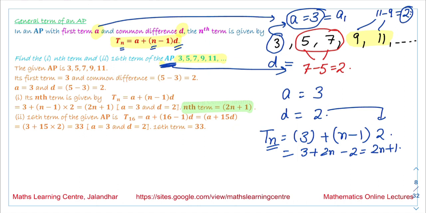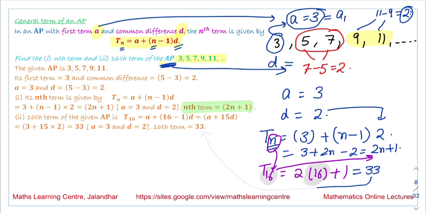Now when we have to calculate the value of the 16th term, in place of n we write 16. So in this formula we will substitute 16 in place of n, so it is 2 into 16 plus 1. This gives 32 plus 1, and the answer we will get is 33.